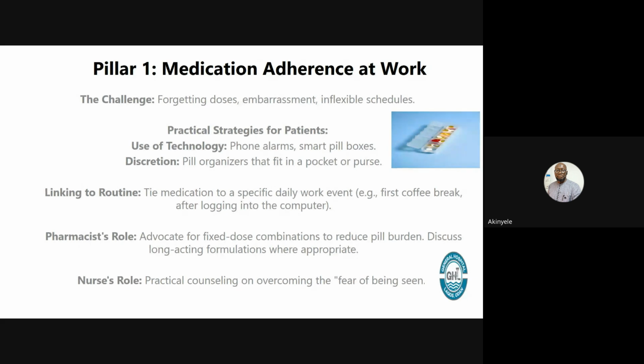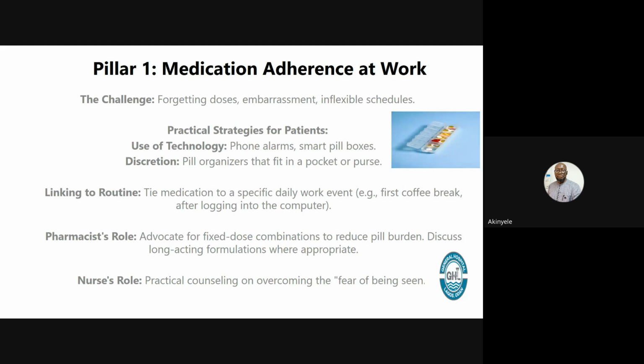And then they can also link the taking of their medications to their routines. For example, we may ask them that when you are taking your first coffee break, or when you are going for your lunch break, please take your medicine at that time. Or as you get to the office, the first thing before you plunge yourself into today's work, the first thing you should do is take your medication.